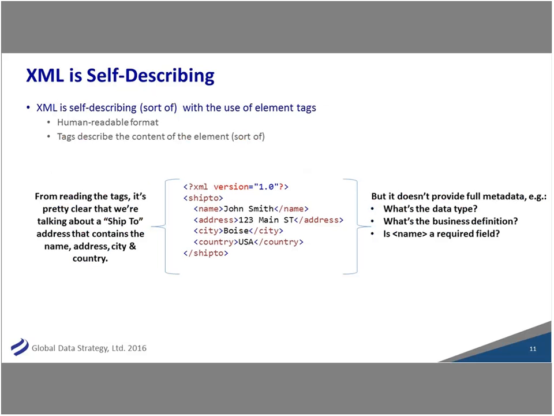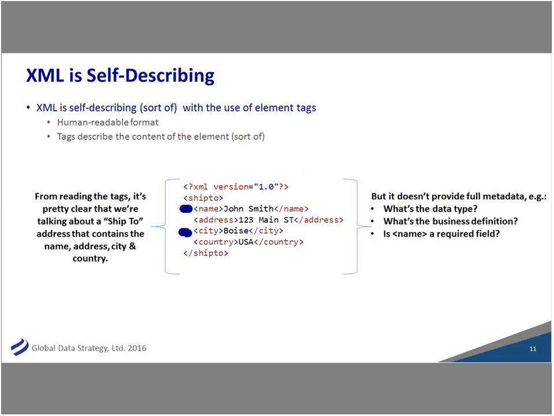The other nice thing is that it's self-describing. And I say sort of, because I'm a metadata and data modeling geek, and we'll clarify that. But it is. The one nice thing is it's human readable. You can open up an XML file that's in text and basically understand that this is a ship-to address with a name, address, city, country. Fairly self-descriptive, and they do describe the content of the element. So if I didn't know that John Smith is the name, it tells me. The city is Boise. It's pretty obvious that's the city. But if we're true data modelers, which many of you on the call are, it really doesn't provide the full metadata. So what's the data type of Boise? Does that need to be a string?